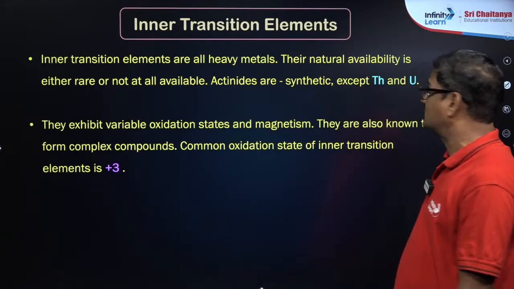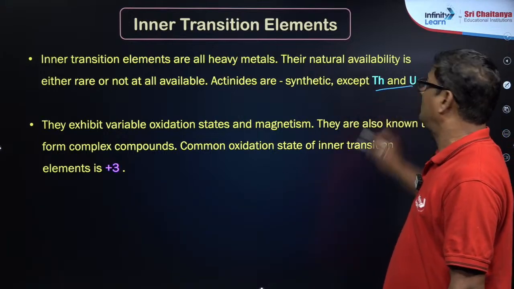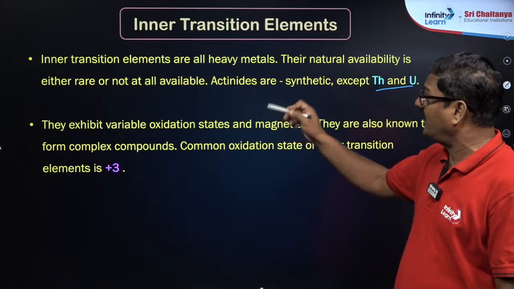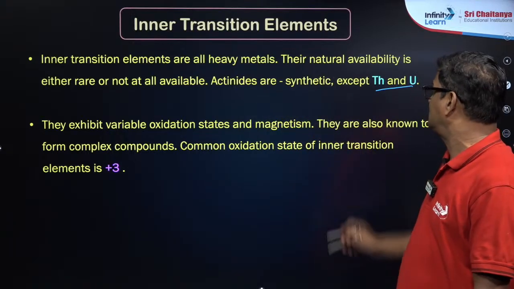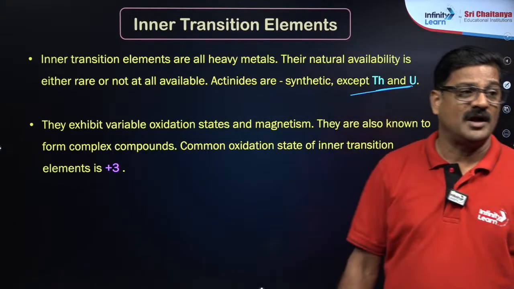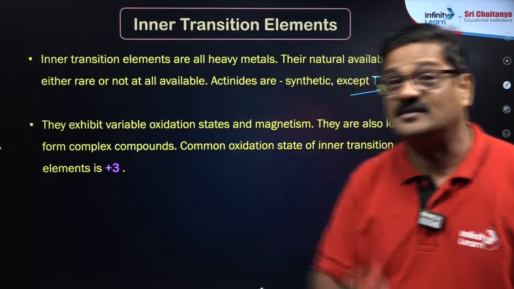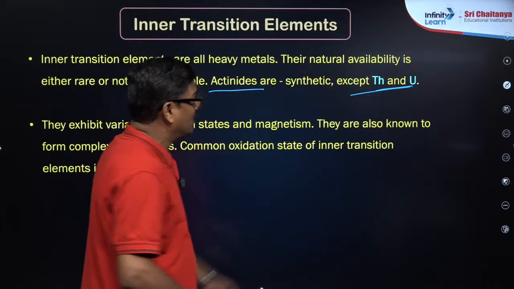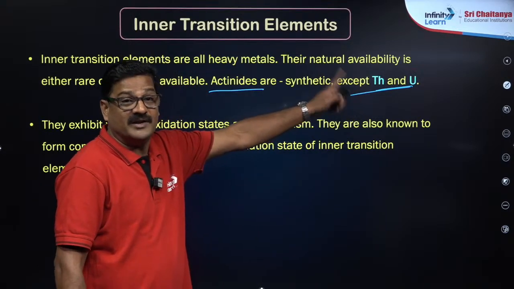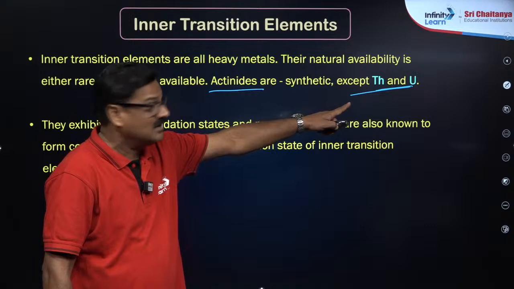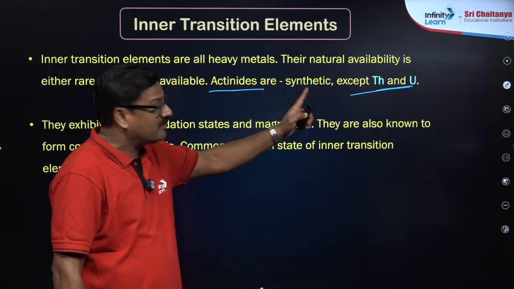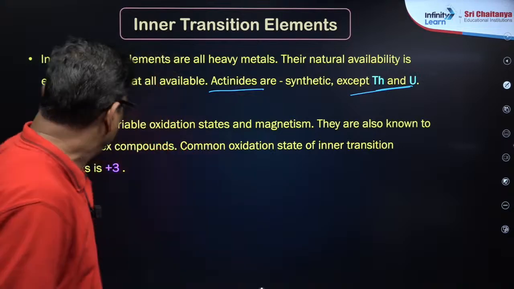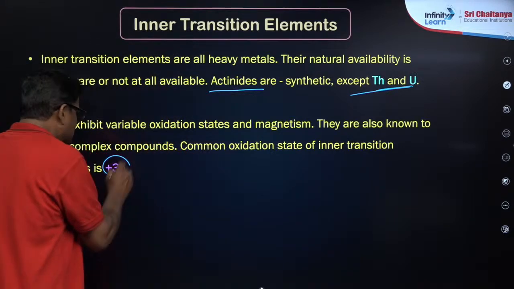Okay, their general oxidation state you can see. Except thorium and uranium, inner transition elements are heavy metals. Their natural availability is either rare, not at all, actinides are synthetic, except thorium and uranium. Which of the lanthanoid elements or actinoid elements are natural? थोरियम एंड यूरेनियम. NEET examination में फायदा है आपका, है ना. So except thorium and uranium all the elements are artificial. Okay, and they exhibit +3 oxidation state.